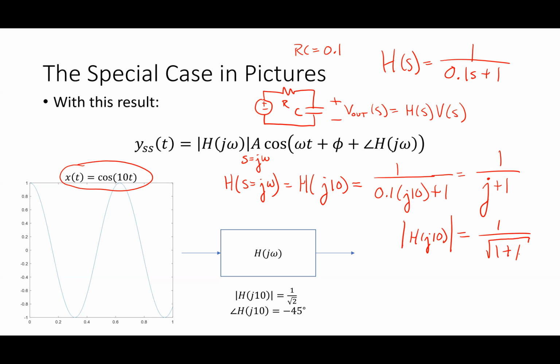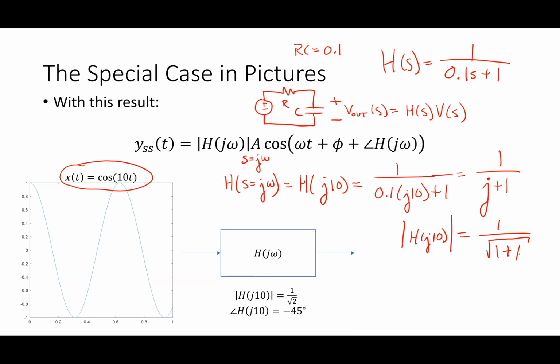And if I do the angle, I got that was -45. How did I get that? Well, I did angle of the top minus angle of the bottom, right? The angle of J plus 1 is the inverse tan of imaginary part over real part, the imaginary part being 1. So that becomes -45 degrees. So what does that tell me?